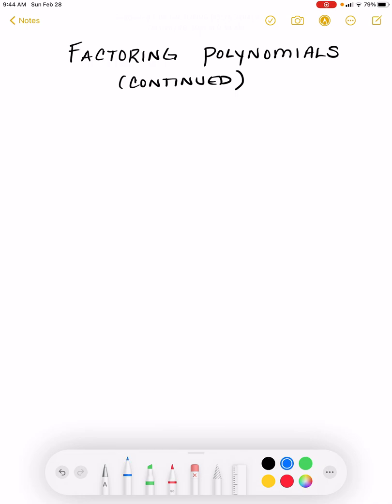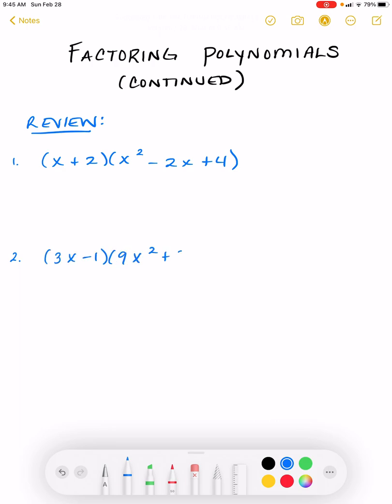Before we get into this factoring method, I'm going to throw in a little bit of review. Let's review a little bit of multiplication. What I'm really doing is trying to establish a type of problem where maybe we can notice some patterns. So I'm going to put this as my first review, and then down here, let's do 3x minus 1 and 9x squared plus 3x plus 1, okay?